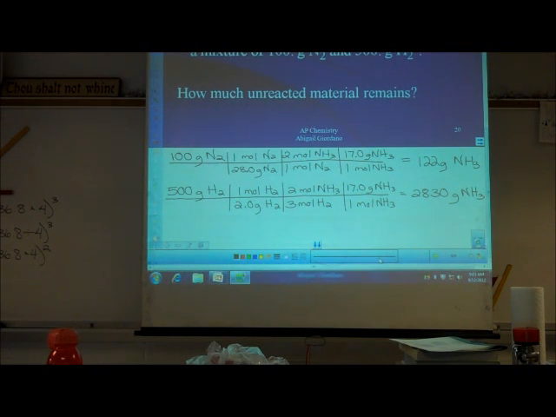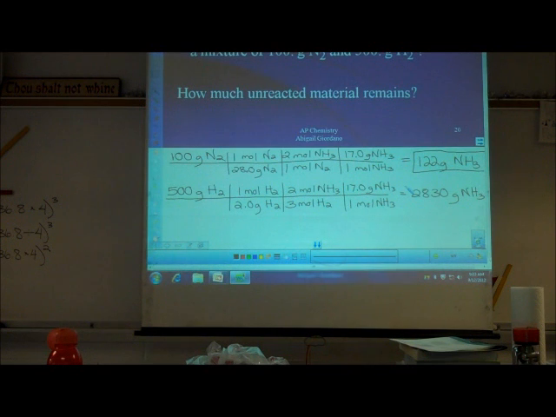Okay, so we have two possible answers here. See if you remember this from Chem 1. How do you know which is the right answer? It's the smaller one. The smaller number is the correct answer. Okay. So how much ammonia can be made? The correct answer is 122 grams.